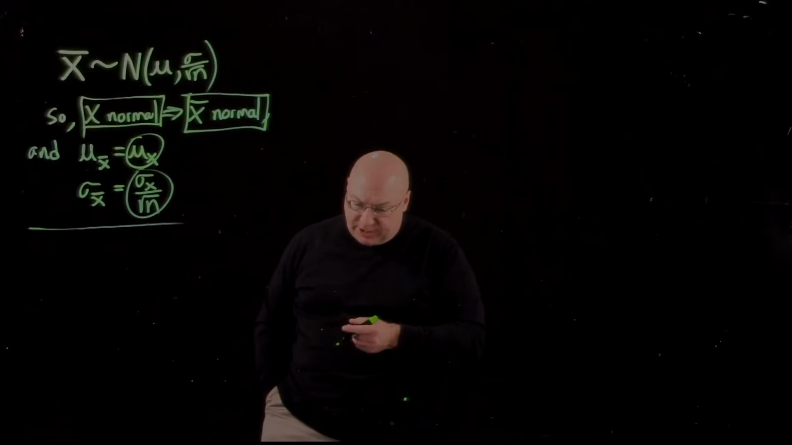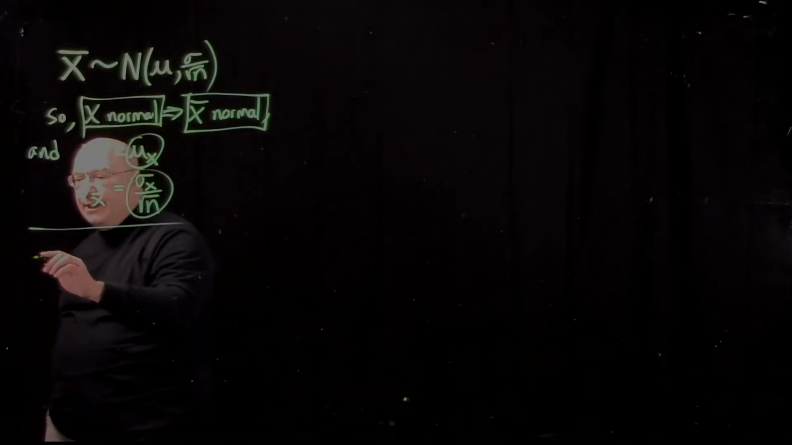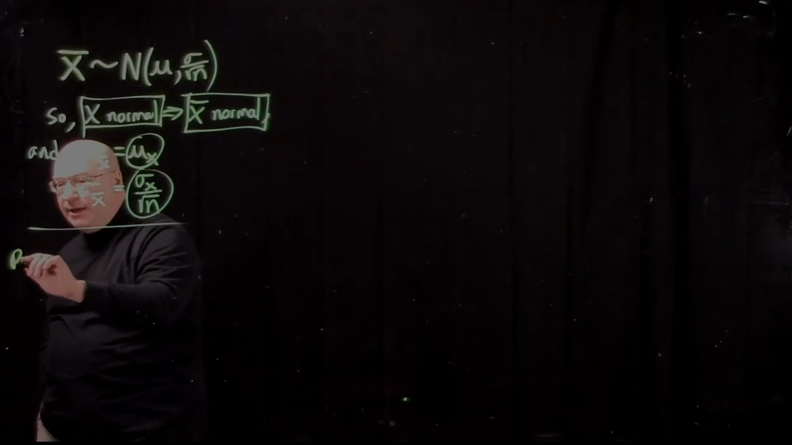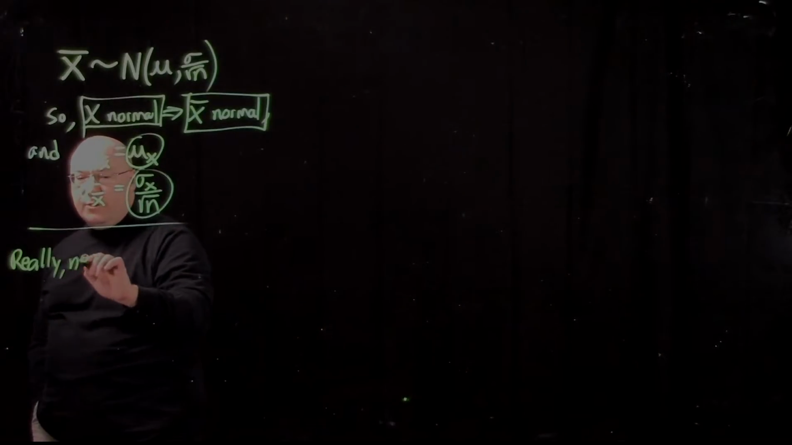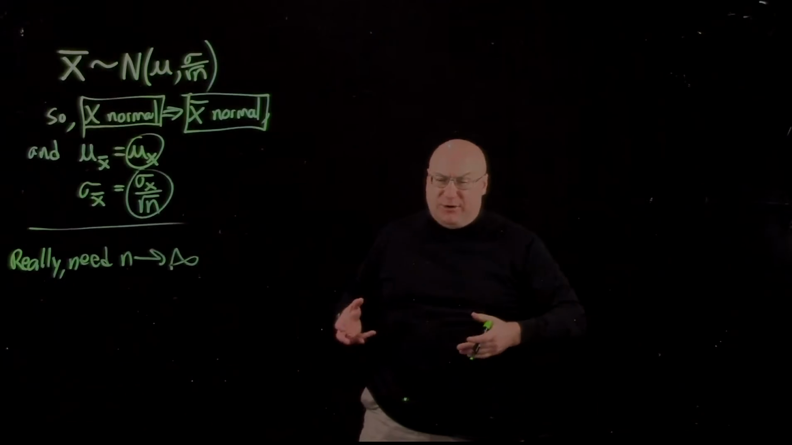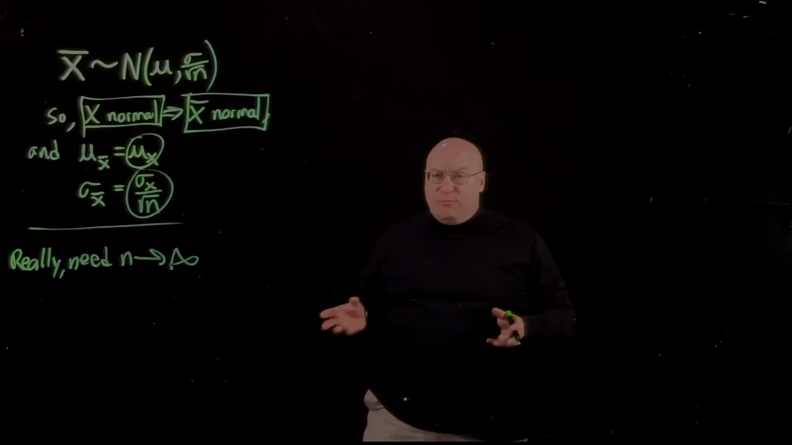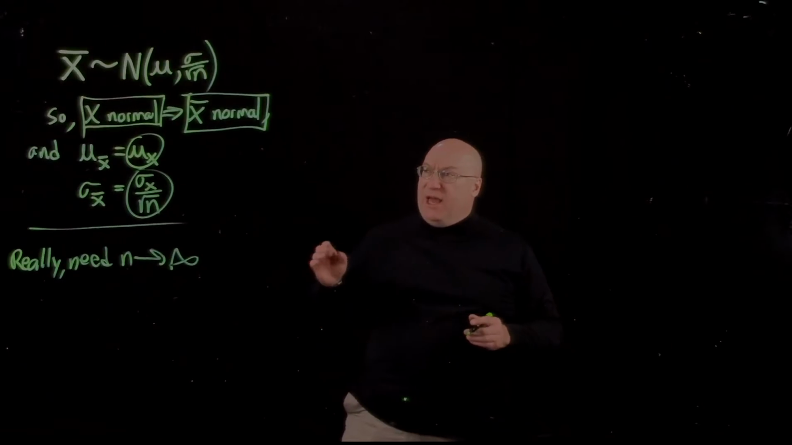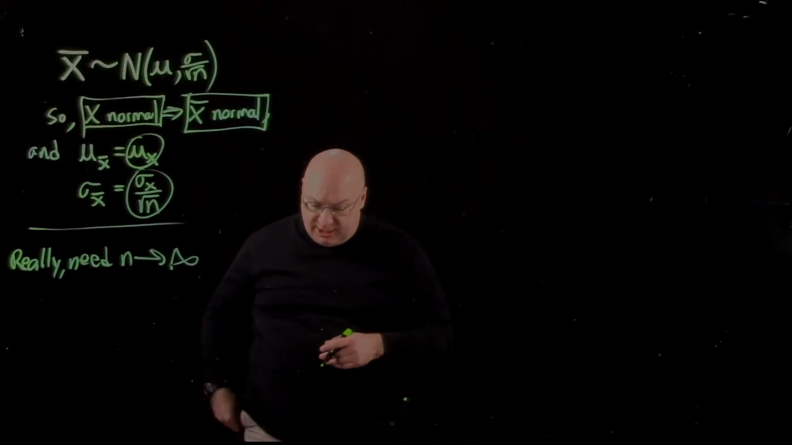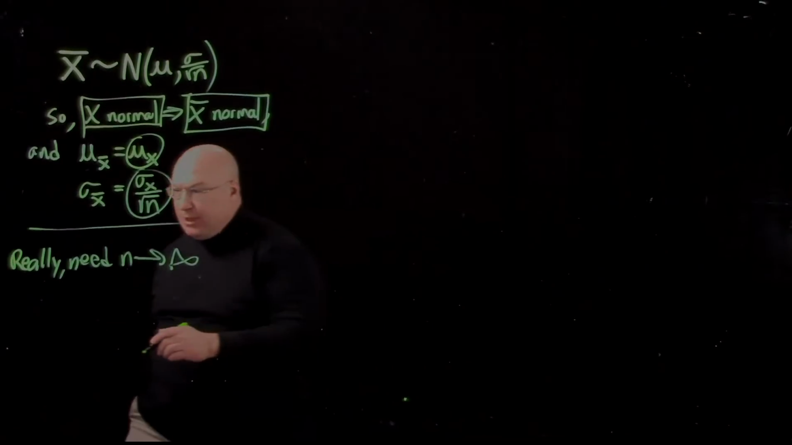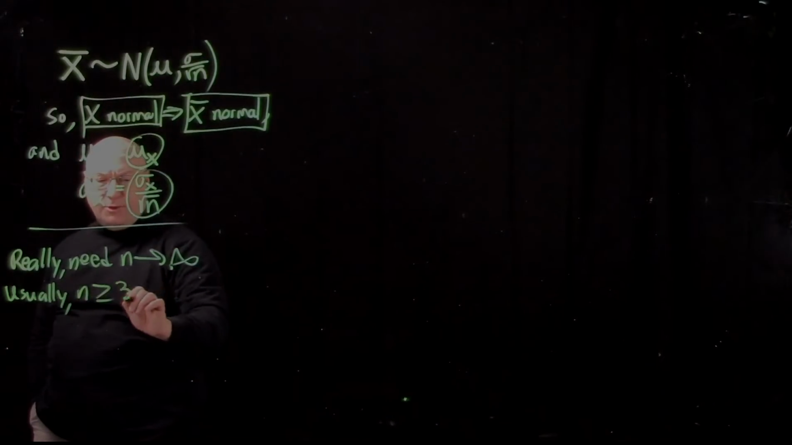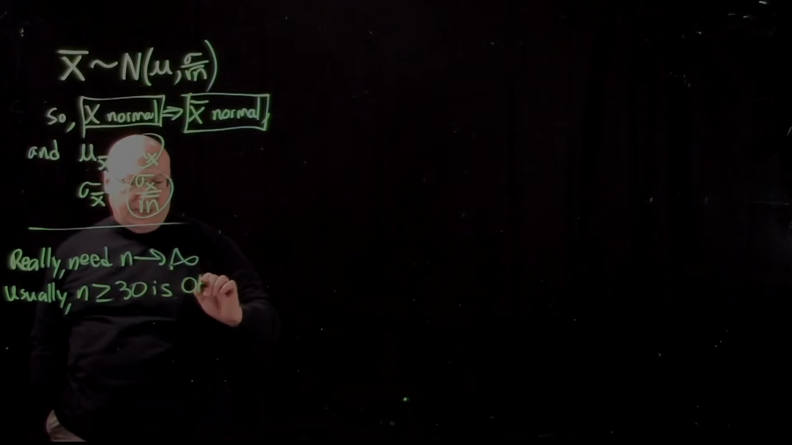So how big does n have to be? Well, for perfection, really to be mathematically, theoretically correct, we actually need n to just shoot off to infinity. We need n to get bigger and bigger and bigger. The bigger n gets, the more true it is to say that x bar will be normally distributed regardless of what x is. But in practicality, usually n bigger than or equal to 30 is just fine.